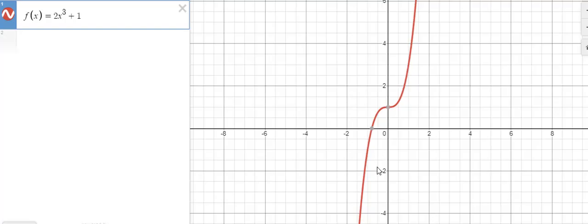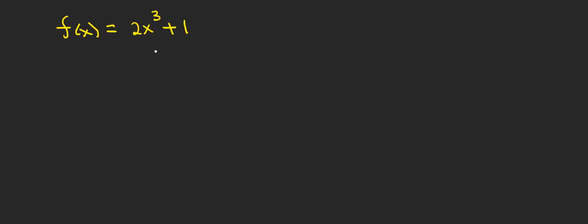So here's a graph of 2x cubed plus 1. And it does pass the horizontal line test. So this function has an inverse. So how do we find the inverse function of this?